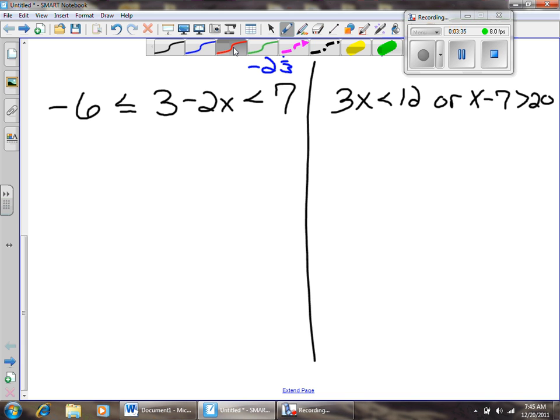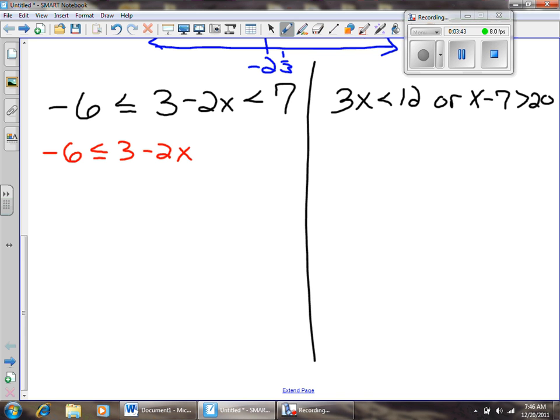All right, so I'll do the left-hand side first. Some of you like to rewrite this into two problems. You like to rewrite it as this, and then you go 3 minus 2x is less than 7. That is a legitimate way to do it. To me, it takes longer. I don't want to do extra work, but if it helps you get it right, then please go ahead and do it that way.